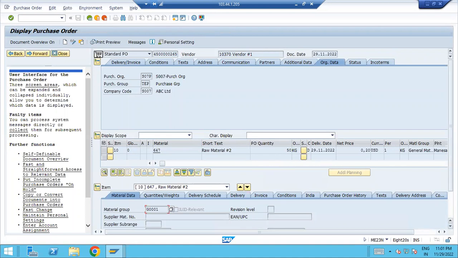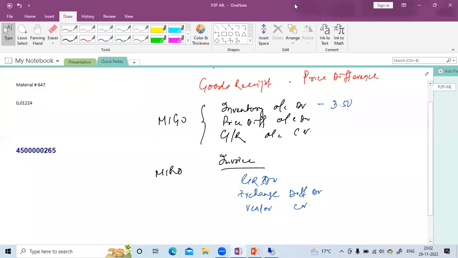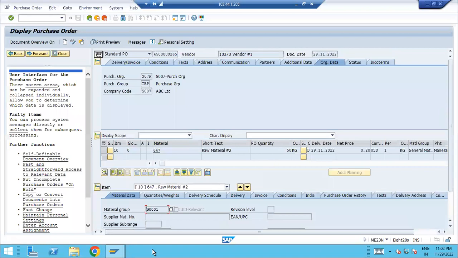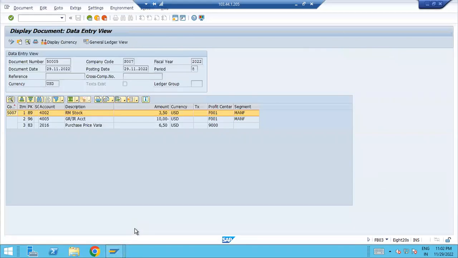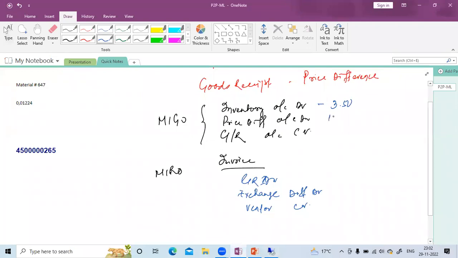Okay, so 50 kg into 0.20 USD. So accordingly, the GRR price or the GRI amount is updated 10 USD. So this is our 10 USD. This is our GR price. And how did we get it? So we got 50 units. So we purchase here 50 units at a price of 0.20.